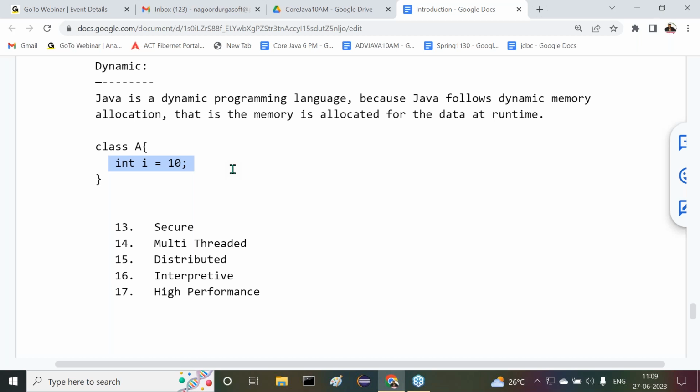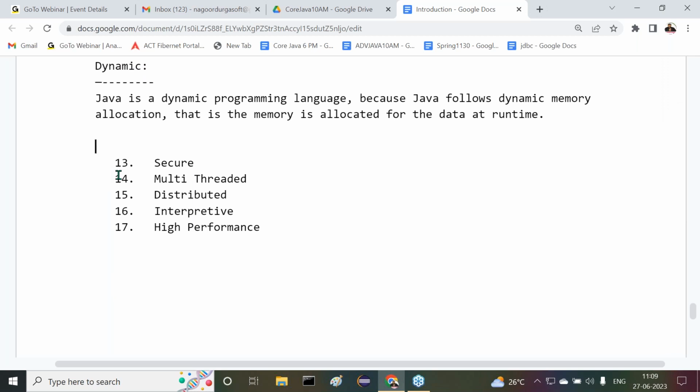Objects will be created in Java at runtime only, not at compilation time. In other programming languages, objects may be created at compilation time, but in Java, objects are created at runtime. So by that we can understand Java is following dynamic memory allocation. So Java is a dynamic programming language.